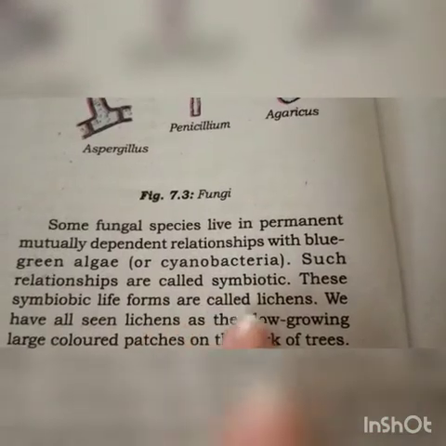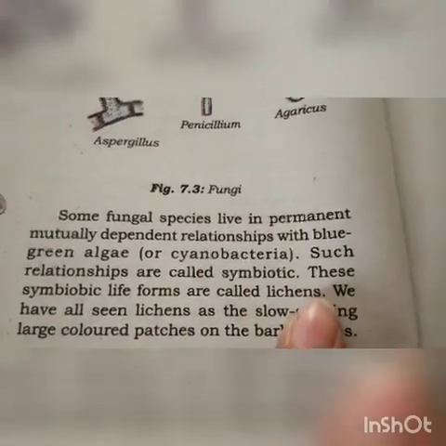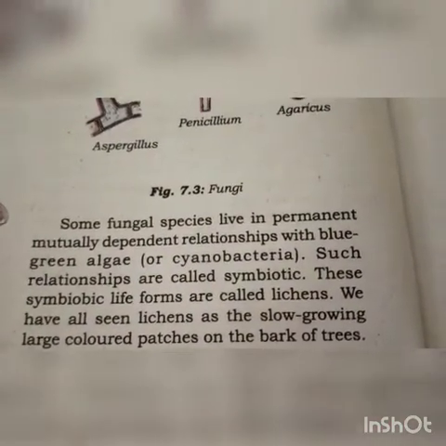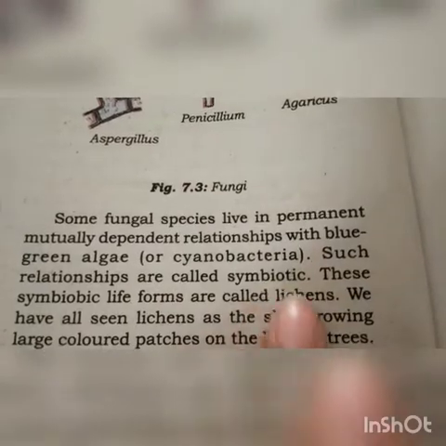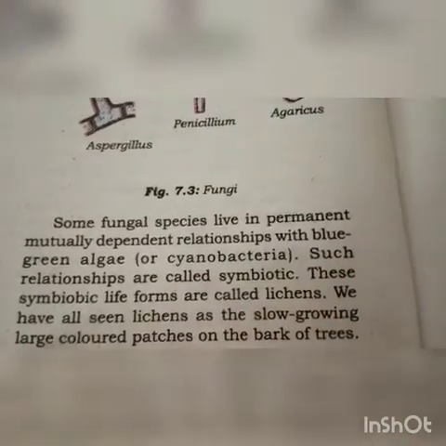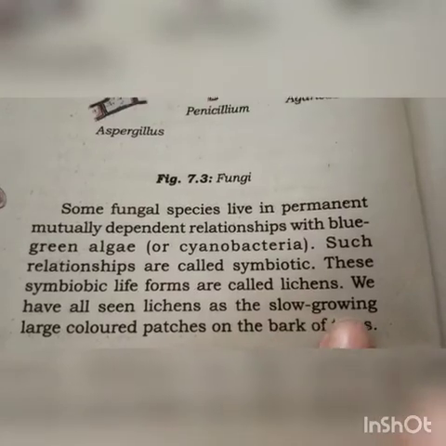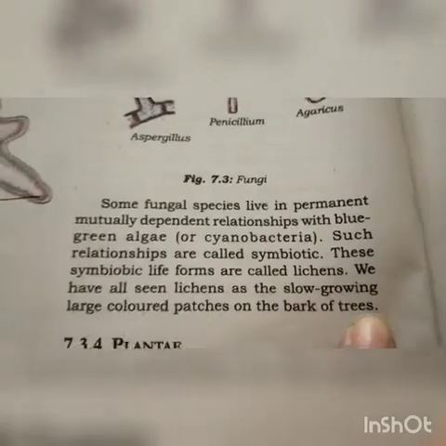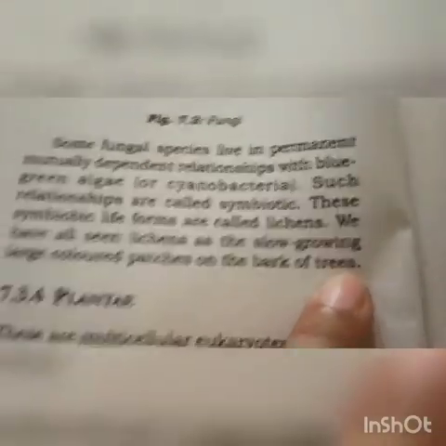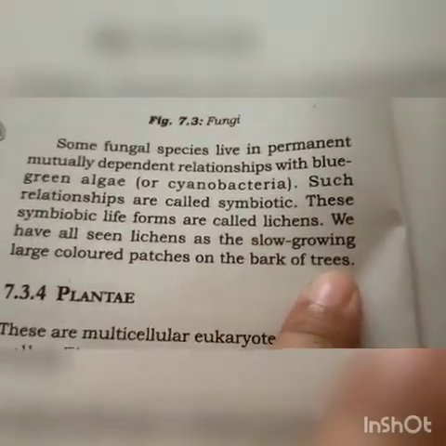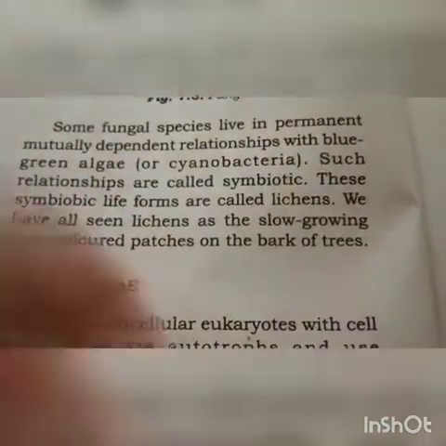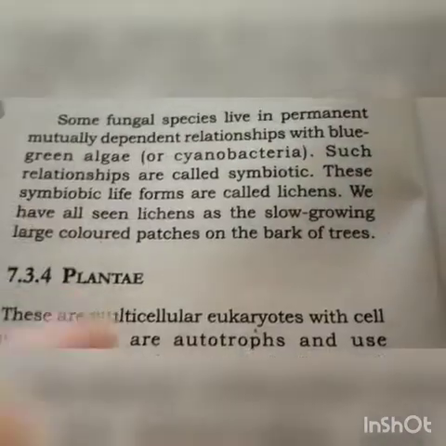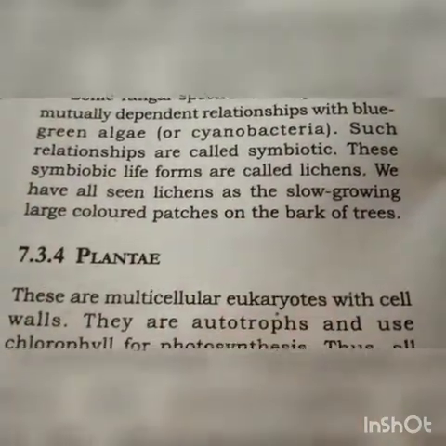These symbiotic life forms are called lichen. The organisms made by the combination of fungi and algae are called the lichen. We have all seen lichen as the slow growing large colored patches on the bark of trees. If you see nicely, in some trees the bark has some round, large colored patches. So that is the lichen.